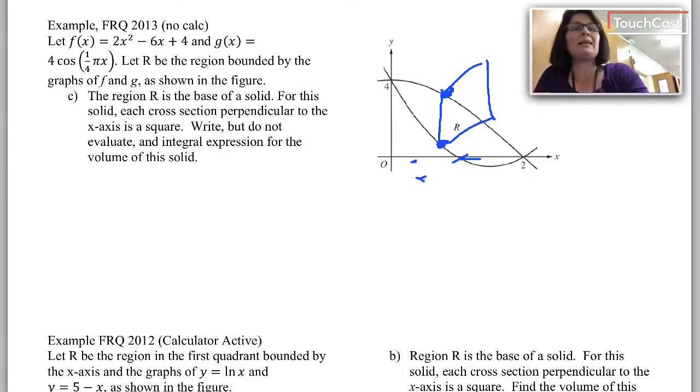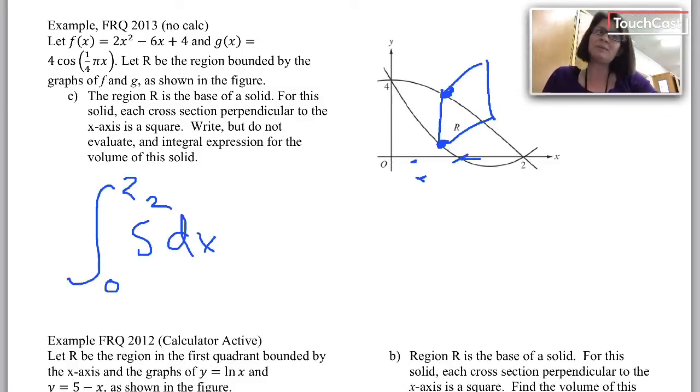So am I going to be able to write an integral? You bet. I'm going to integrate from left to right, so from 0 to 2 of side squared dx. That's just an intermediate step to help me make a plan. You have no obligation to write that. We haven't even defined what s means. But in my head, I'm thinking the area of a square, I'm going to take the side and square it.